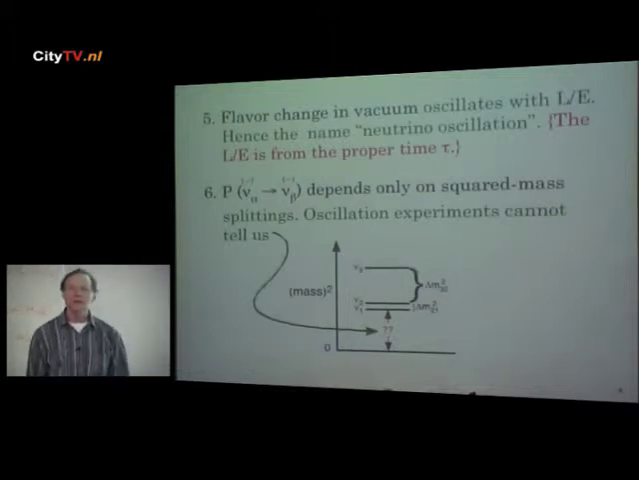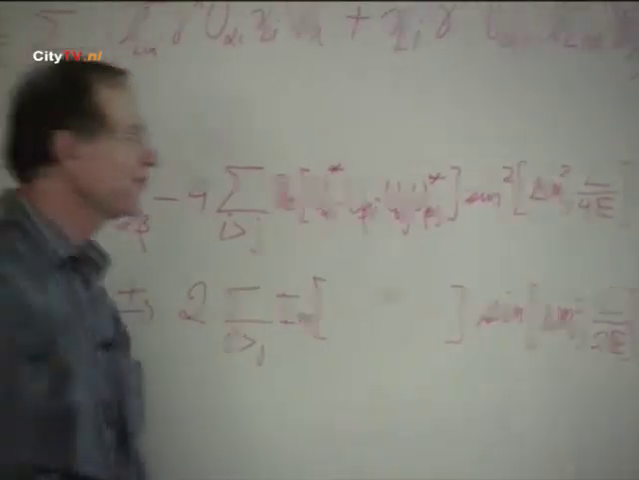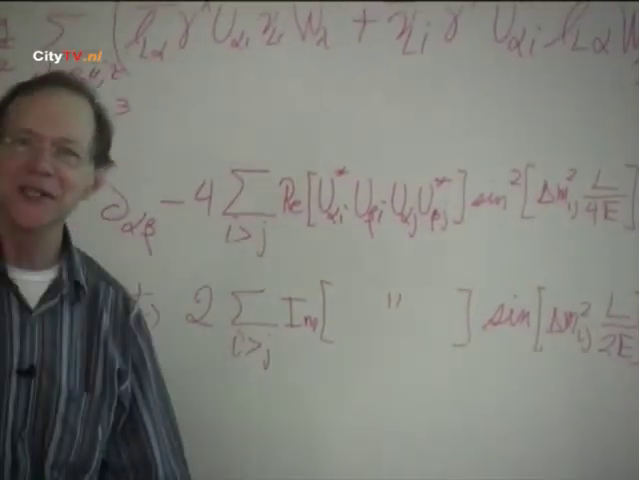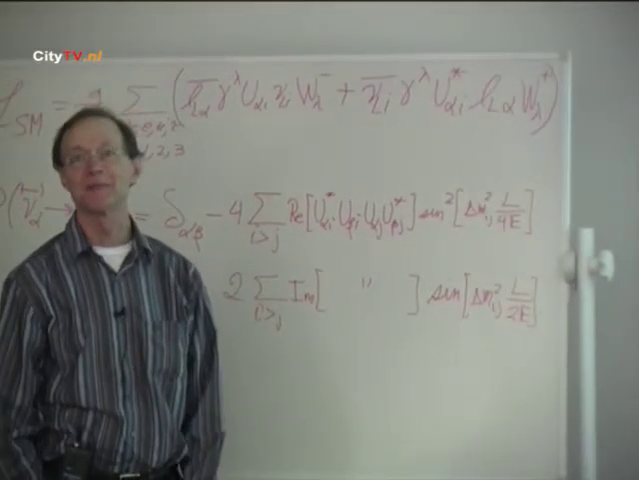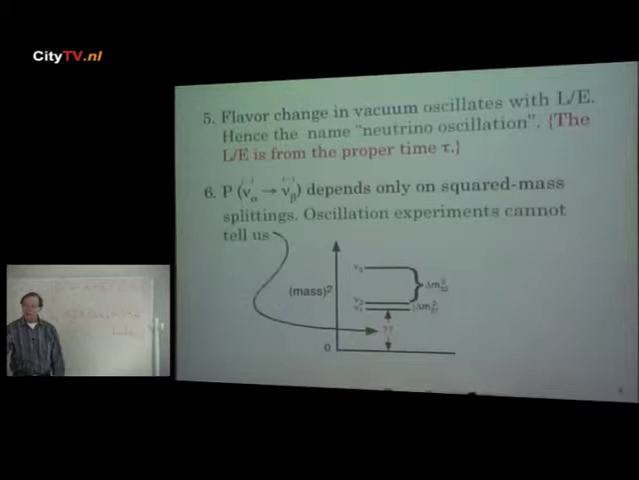Next point, an obvious point. The probability for a neutrino to change flavor oscillates as a function of L over E. That's the reason this thing is called neutrino oscillation. It actually is supposed to have this behavior and has been observed to have that behavior.